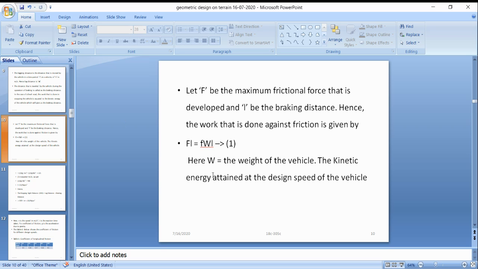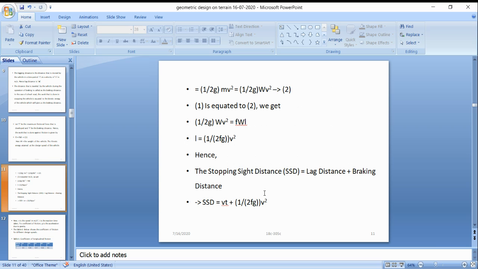So here we are calculating the weight of the vehicle. The weight of the vehicle, and the kinetic energy attained at the design speed of the vehicle. Here F is nothing but the frictional force into the weight of the vehicle into the braking distance. This is the equation. So here we apply the kinetic energy.